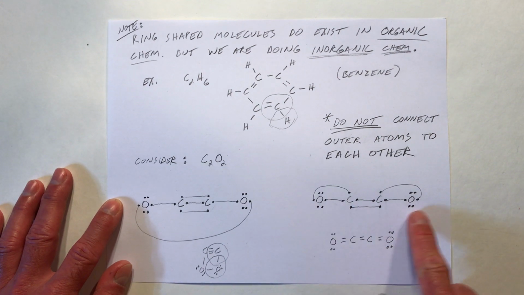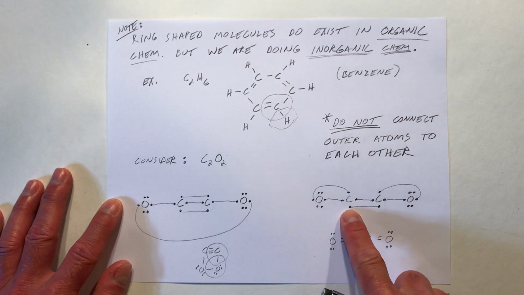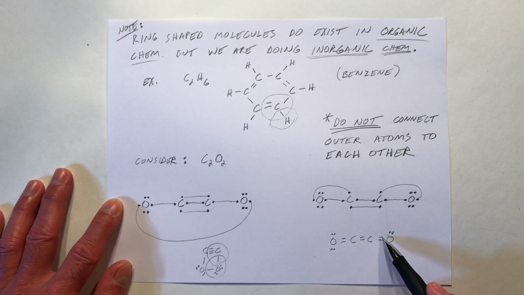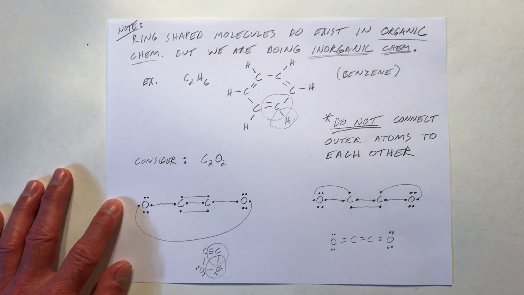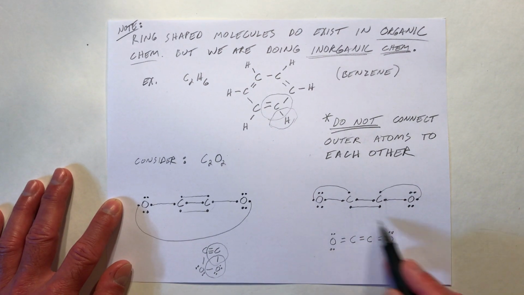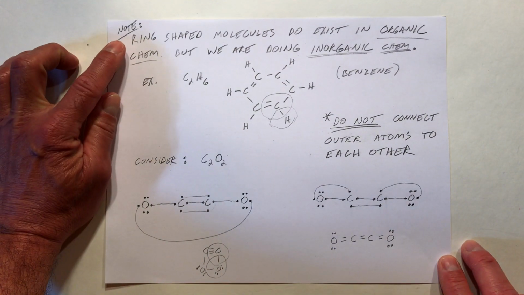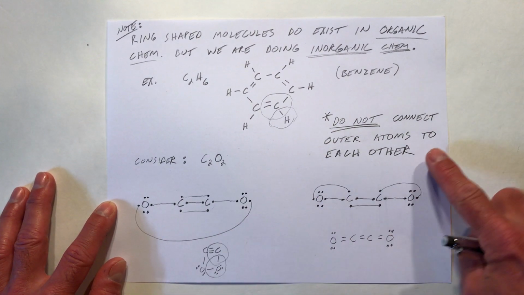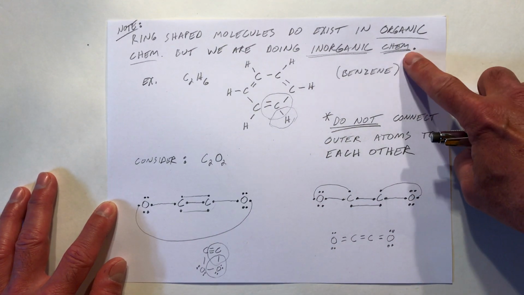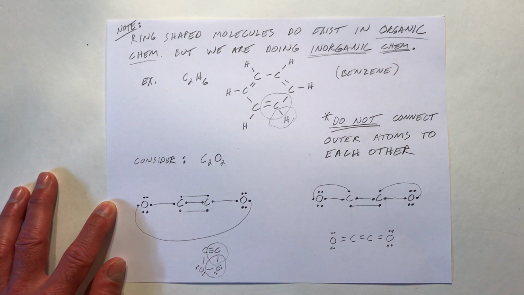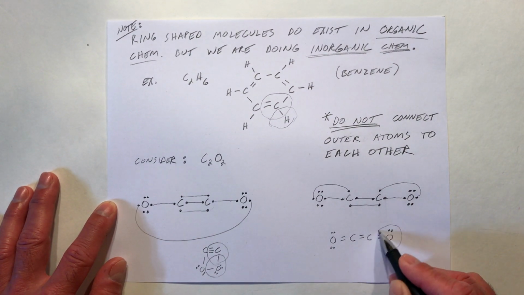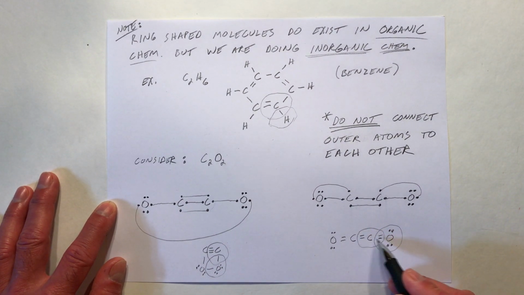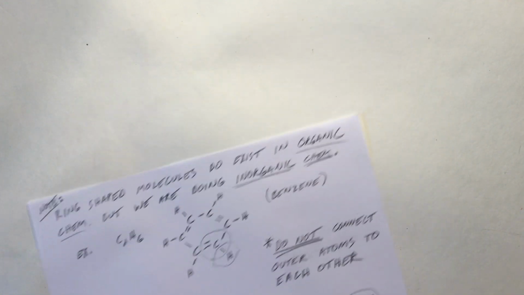So once again, we started with 6, 12, 4 more is 16, 4 more is 20 electrons. Now we have 2, 4, 6, 8, 10, 12, 14, 16, 18, 20 electrons. So this is a more valid structure. And unless you knew the rules of ring-shaped molecules, you wouldn't necessarily know that. So we're just going to say don't make any ring-shaped molecules. Don't connect outer atoms to each other when you're doing inorganic chemistry. By the way, if we look for octets, the oxygens are both the same, 2, 4, 6, 8, and the carbons are both the same, 2, 4, 6, 8. So the oxygens and the carbons do have octets.